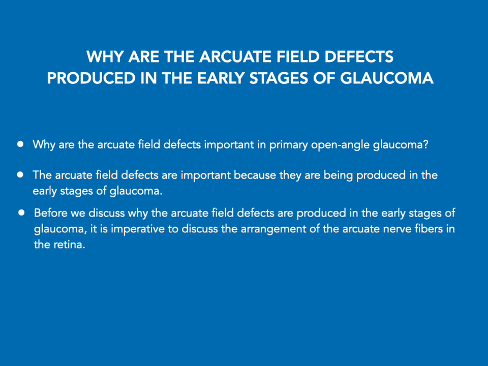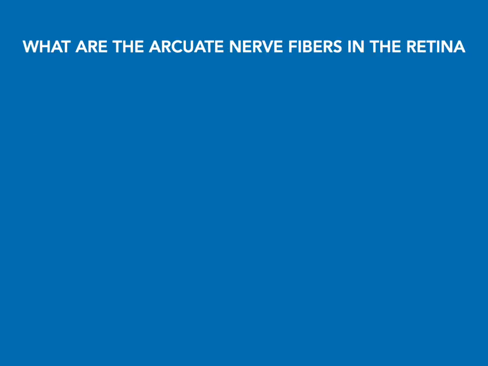Before we discuss why the arcuate field defects are produced in the early stages of glaucoma, it is imperative to discuss the arrangement of the arcuate nerve fibers in the retina. What are the arcuate nerve fibers in the retina?